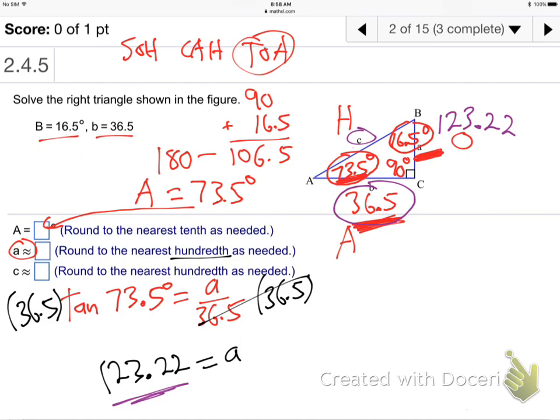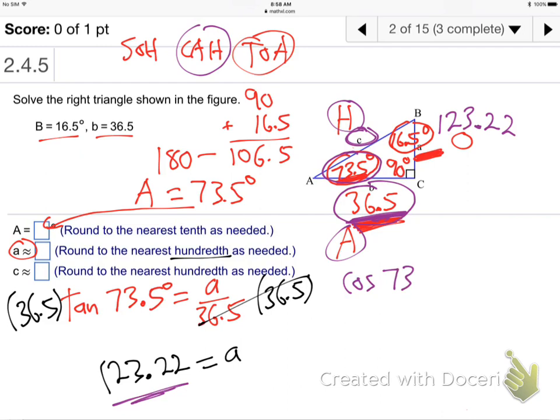So I'm just not going to use it. I'm just going to say, look, I don't need it. I can use this, the 36.5, which is exact. 36.5, that's exactly what it is. They gave it to me precisely. And the 73.5 and the c. So that would be adjacent over hypotenuse, wouldn't it? Which is cosine.